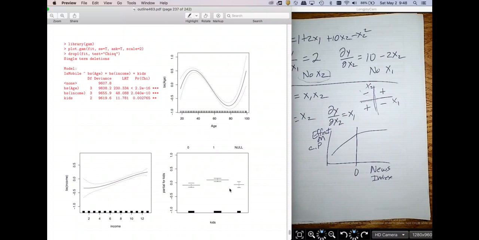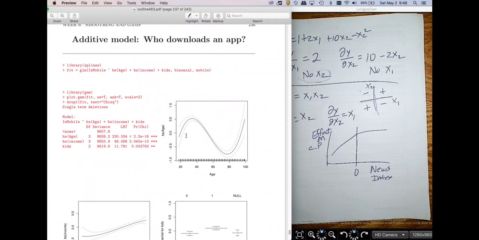What's the effect of having kids? Well, there are 3 values of kids in this. There's 1, meaning we know you have kids, 0, meaning we know you don't have kids, and then null means we don't know if you have kids or not. And what we see here is that when you have kids, you're more likely to download the app than when you don't have kids or when we don't know if you have kids.